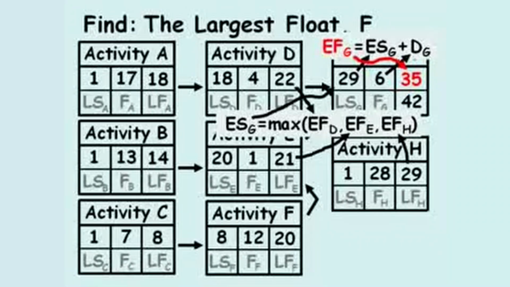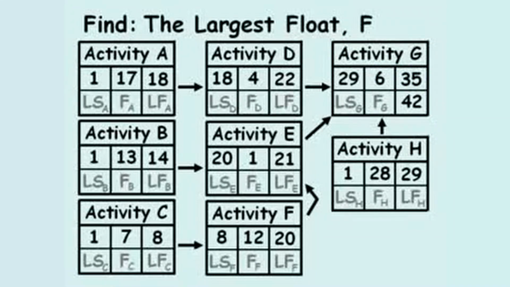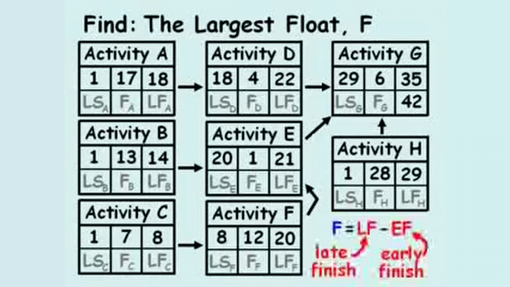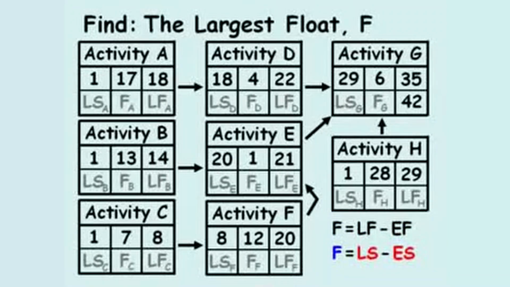Now we can begin our backward pass, or sometimes called traceback, to calculate the total float of each activity. The total float of an activity equals the late finish minus the early finish, which is the same value as the late start minus the early start. For activity G, the total float equals 42 minus 35, which equals 7.